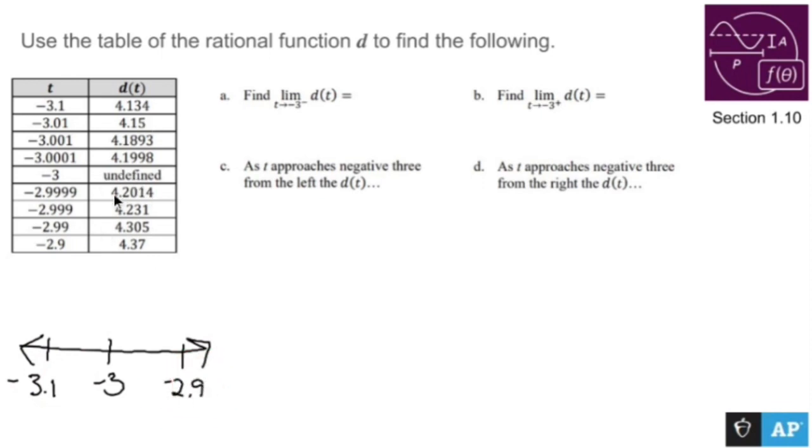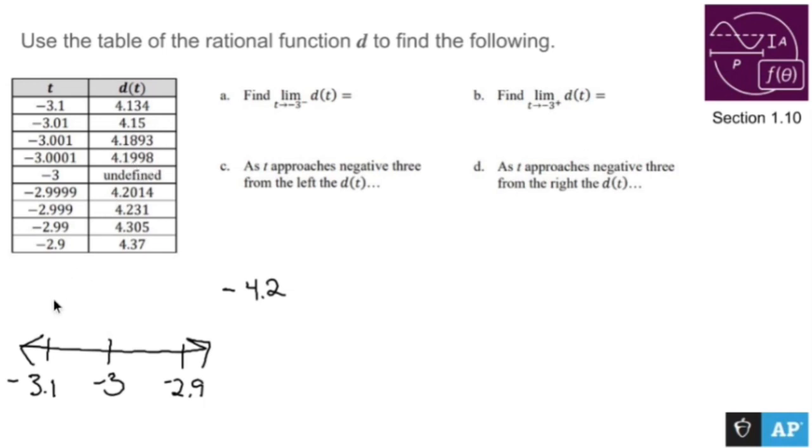Also, it looks like the magic number here is about 4.2, and then something is undefined. We'll deal with that later, but I'll put 4.2 here. Now let's focus on the left of this -3. At -3.1, I'm at 14.13, and then I get bigger, a little bit, but bigger, like 14.13, 14.15, 14.18, 14.19.